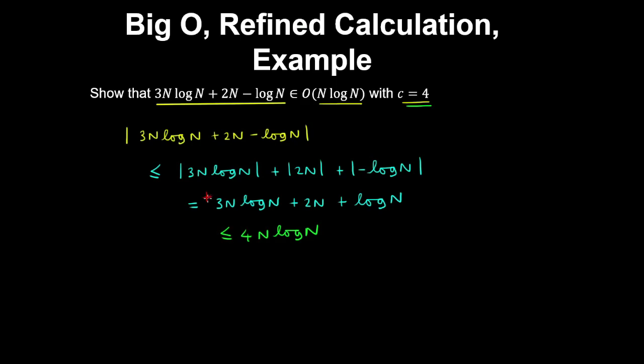So this here is our left hand side. So if we subtract the fastest growing term from both sides, we end up with 2n plus log n is less than or equal to 4n log n minus 3n log n, which is n log n.